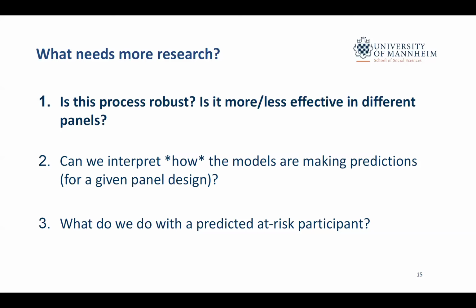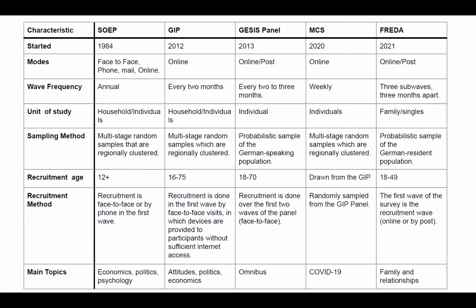So let's get going for point number one. Is this process robust? Does it keep working across lots of different panels? So to test that, we got together 5 different panel surveys. They are all German. That was easiest for us to manage over here in Germany. So we know that is one restriction, but otherwise there is a fair bit of variation between these 5 different panel surveys: SOAP, German Internet Panel, GESIS, Mannheim Corona Study, and the Frida Panel.